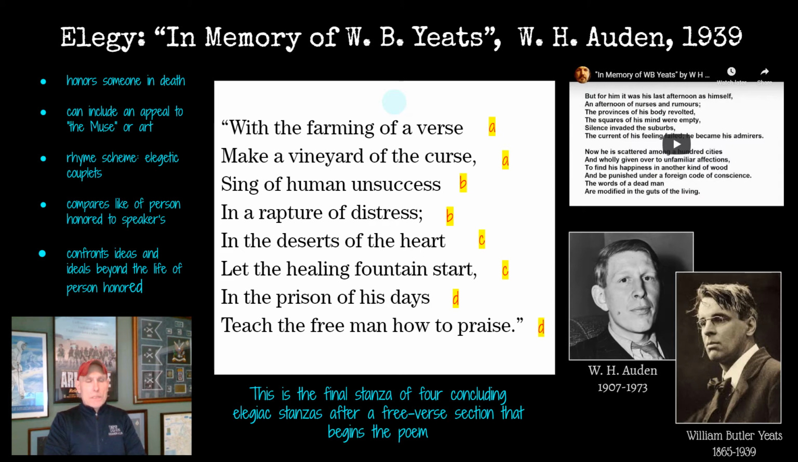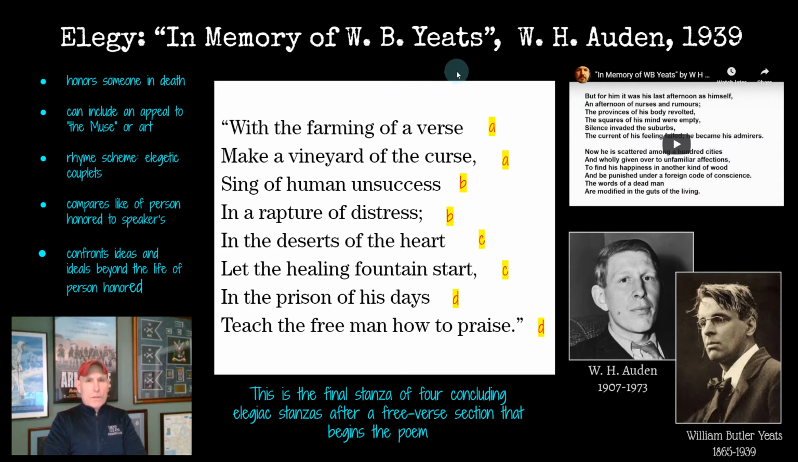You'll see that, especially in Auden's elegy of Yeats, the standard, formulaic rhyme scheme exists, but there is a significant portion of the poem that's also in free verse, unrhymed. So we do see the A, B, B, C, C, D, D rhyme scheme for an elegy, but we also see in Auden's text that there's a lot of free verse as well.